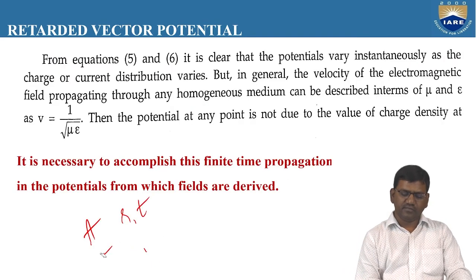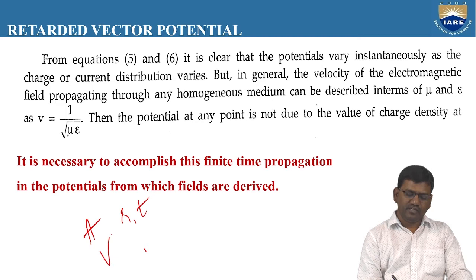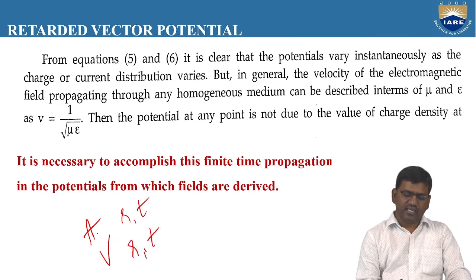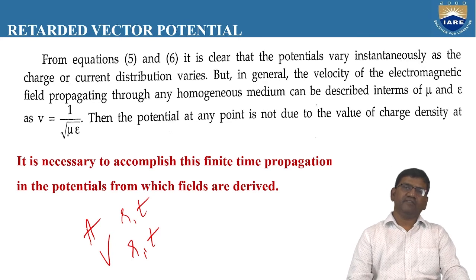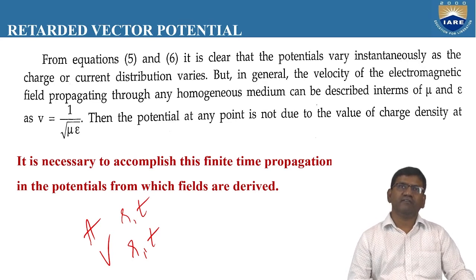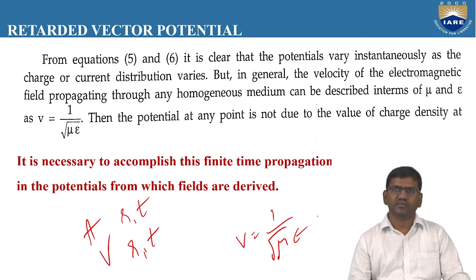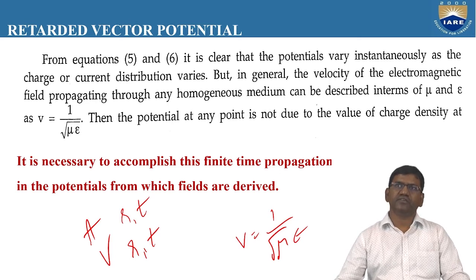A is represented in terms of R comma T, and V is also represented in terms of R comma T. But these, the magnetic vector potential A and the electric scalar potential V, will travel with a velocity V equal to 1 by root mu epsilon, the velocity of the electromagnetic wave. So it is necessary to account for the finite time of propagation in the potentials from which fields are derived.